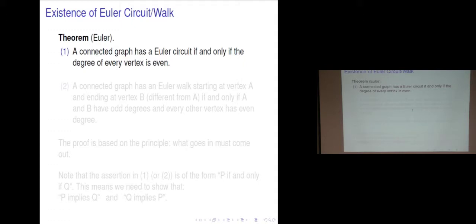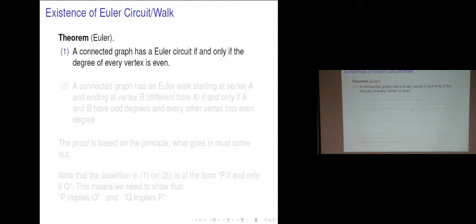Okay. So now, what is Euler's contribution? He proved a theorem saying that in order to have an Euler circuit, the graph must have a certain property. But Königsberg, the graph induced by the bridges, does not have that property. So let's see what the properties are. Here, this is the theorem by Euler.